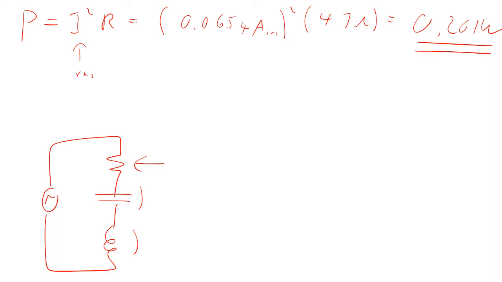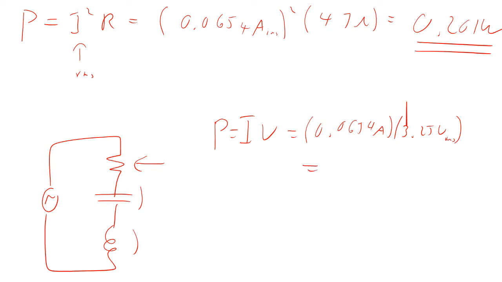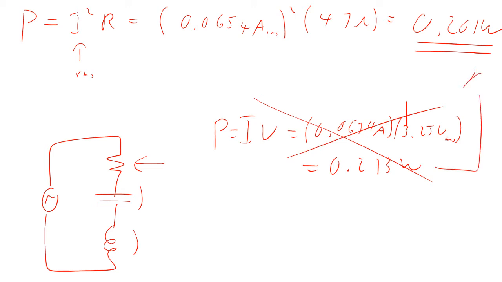Now, what's the power supplied? Now, in DC circuits, power supplied is I times V. And so you might naively think this would be 0.0654 amps times 3.25 volts RMS, and that would give you 0.213 watts. Well, that's wrong. You know it's wrong because those numbers don't match. Okay, so they have to match. The power supply has to be the power dissipated.